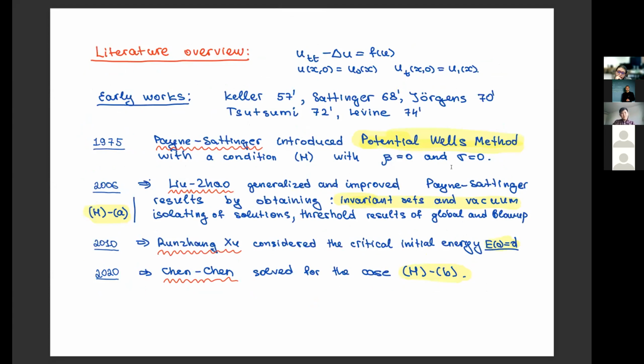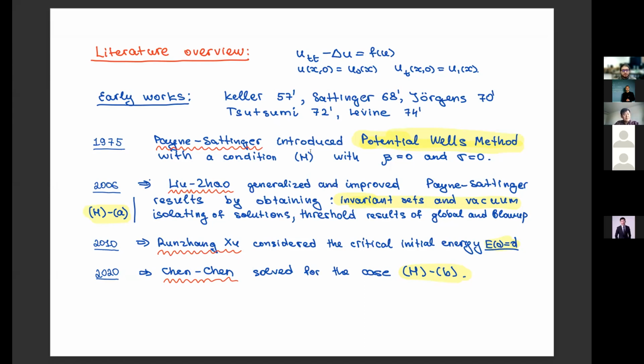Overall, the literature on the semilinear wave equation is very big. There is a huge literature on this topic in different directions. It's impossible to mention everything, so here I will give only one direction, on how to prove global solutions and blowup solutions. I will first mention early works by Keller, Sattinger, Jorgensen, a series by Tsutsumi, and some work of Levine.